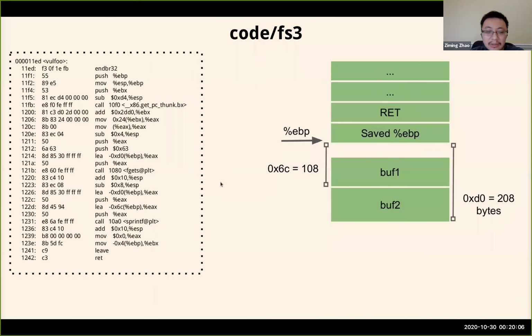Before that, let's take a look at the stack first. This is the binary code here. This is the stack. From the binary code, you can see that the buff2 location is 208 bytes from the saved EBP. Buff1 is 108 bytes. So buff2 is exactly 200 bytes here. After buff1, there are 8 bytes of padding. That's what the stack looks like.